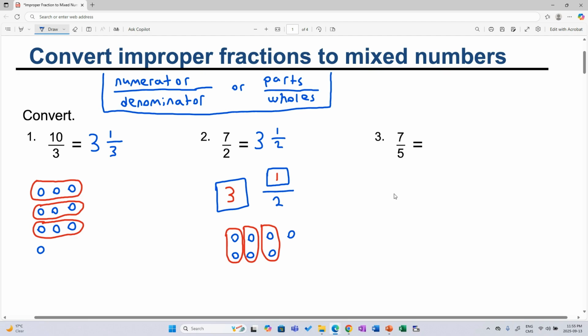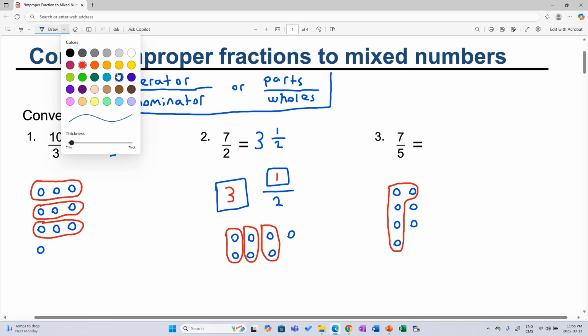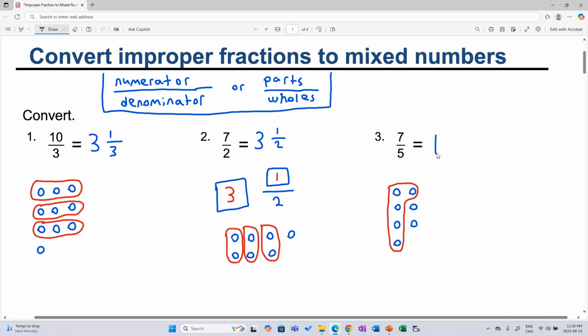I'm going to start by drawing 7 parts. And now I'm going to try to group as many as I can. So in this case, 5 is my denominator, so I have to group groups of 5's. And in this case, it looks like I can only group one group of 5's. So hence, I'm going to have one group of 5's, 2 parts left over, and it's going to be over 5, because once again, my denominator doesn't change.